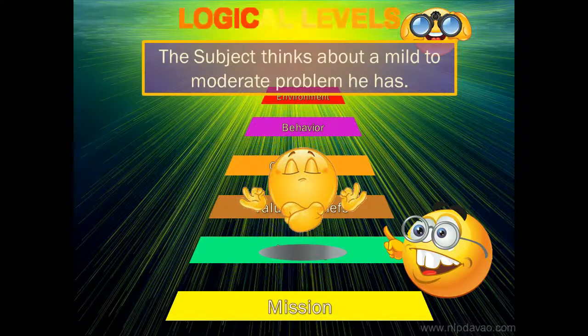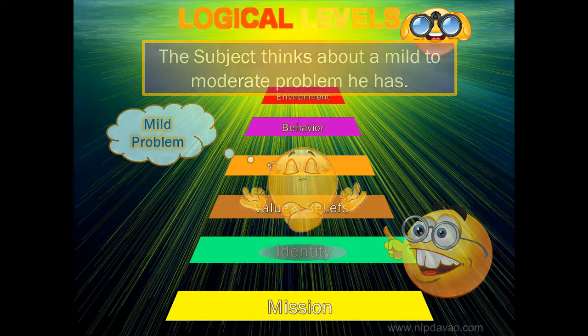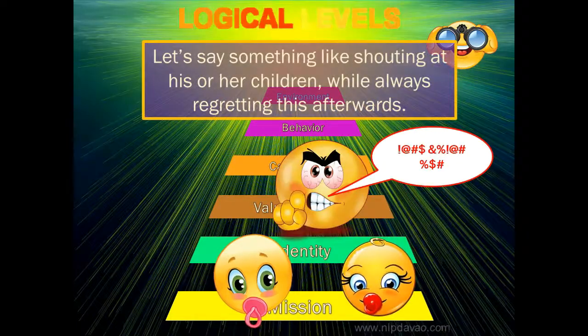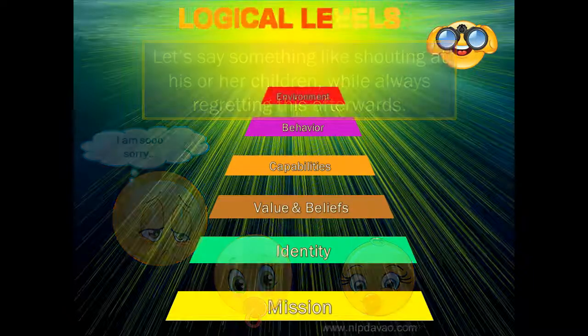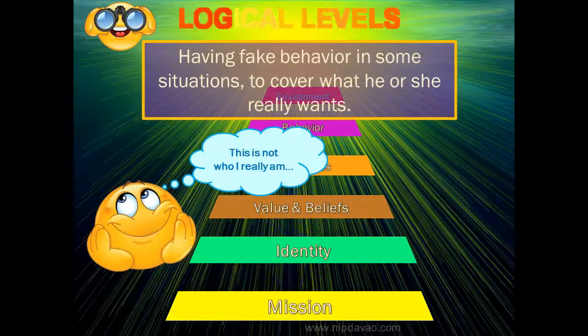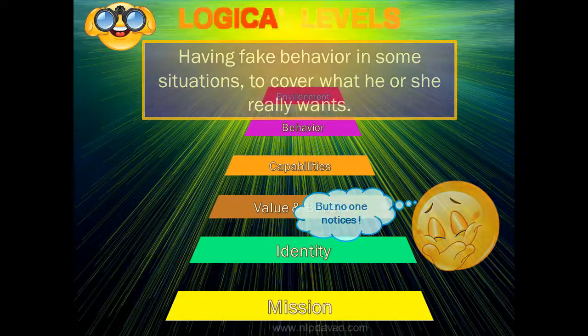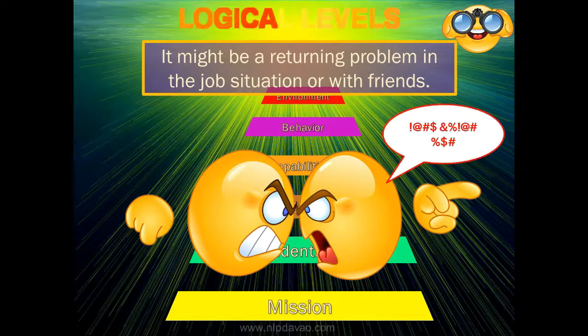The subject thinks about a mild to moderate problem he has. Let's say something like shouting at his or her children, while always regretting this afterwards. Having fake behavior in some situations, to cover what he or she really wants. It might be a returning problem, in the job situation, or with friends.